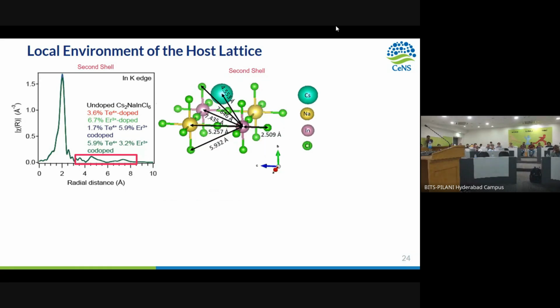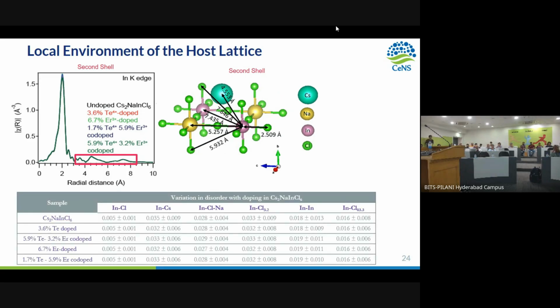So now in this case we are looking at the indium K-edge data. So indium chlorine, these are the first shell information. There is no change. Even in the second shell we see indium chlorine sodium or indium cesium, these are the bond lengths we are seeing, and there is also no change in this R space data.